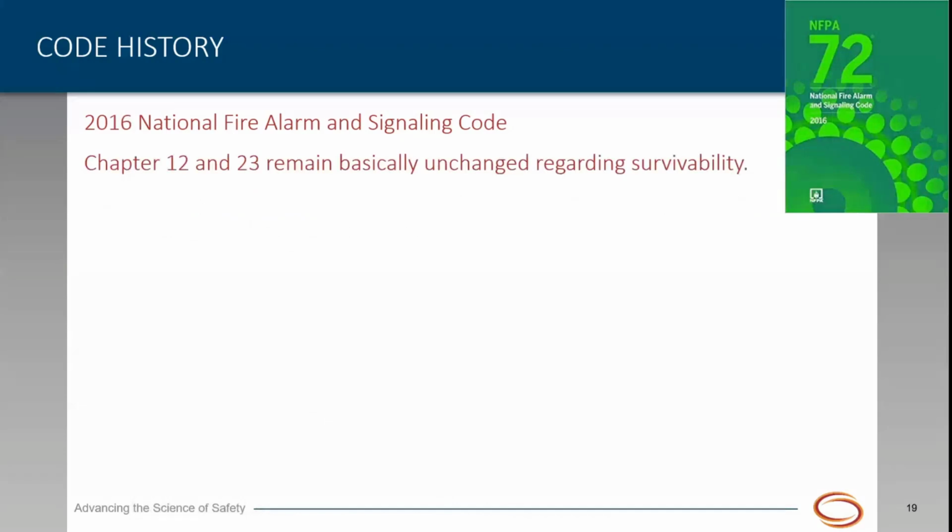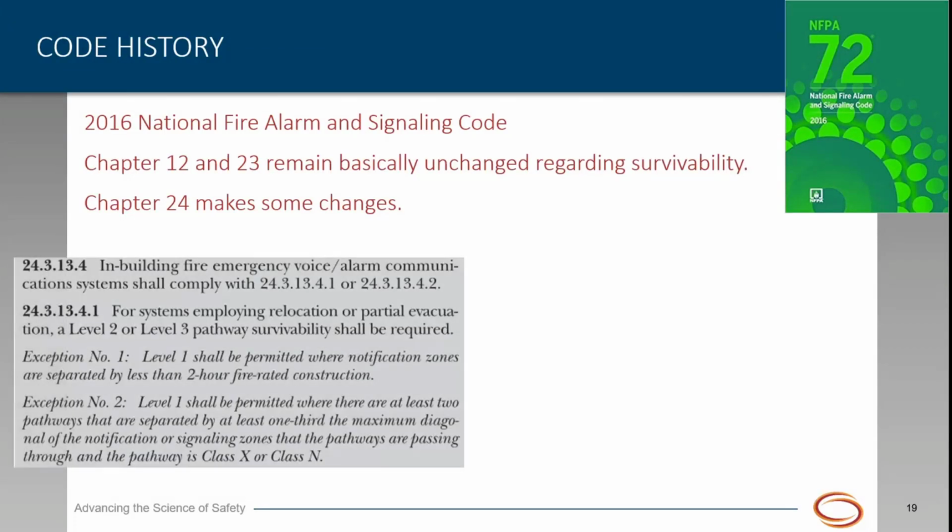For the 2016 edition, Chapters 12 and 23 remain largely unchanged with regard to survivability. Chapter 24, though, makes some changes, largely related to survivability requirements in a building that is constructed with less than 2-hour rated construction. In 2016, they added these exceptions that basically said if you're less than 2-hour fire rated, you can use a level 1 survivability instead of a level 2 or level 3. After all, it wouldn't make much sense to have the 2-hour survivable cable be the only thing left in a 1-hour rated building, for instance.